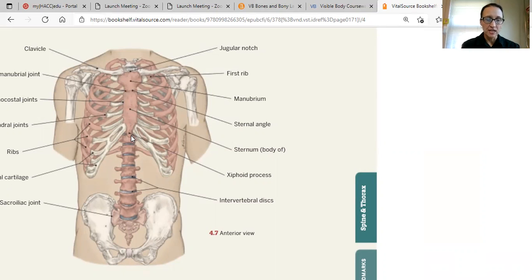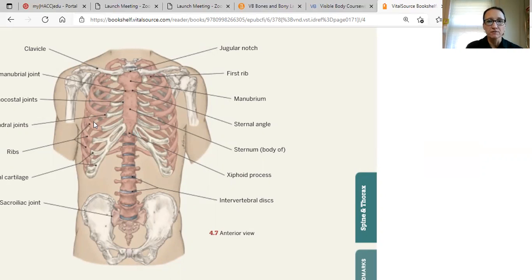And then just at the inferior angle here, we have a landmark called the xiphoid process. It's spelled with an X, but it is pronounced as Z, xiphoid process. And this is the little, let's say, dangly bit off of the end of the sternum. This is going to be an attachment site for abdominal muscles. And we'll talk about that later in this unit.